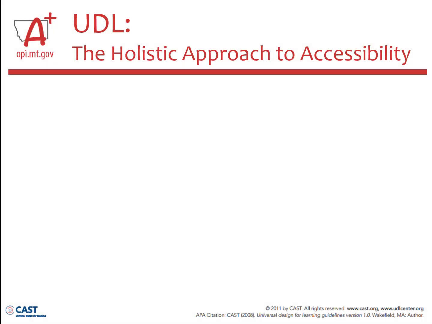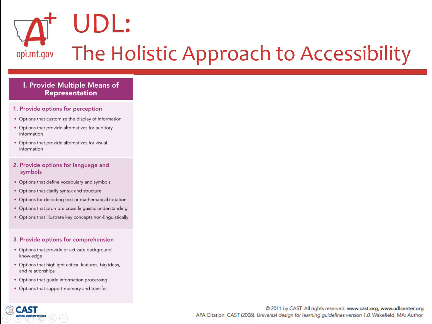Universal design for learning guidelines were developed by CAST. There are three main principles. The first is the idea of providing multiple means of representation. This means presenting information, content, and assessment in multiple formats so that all students have access. An example of this is to present information in a visual or auditory format.